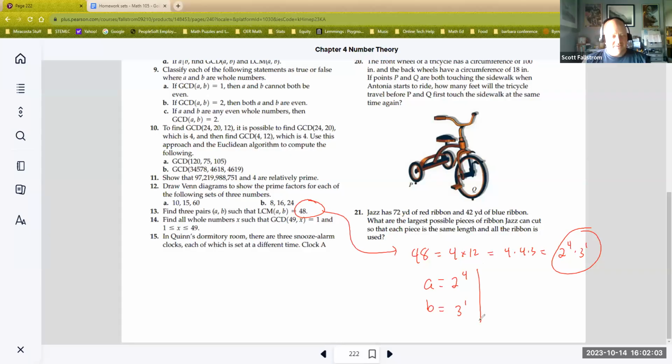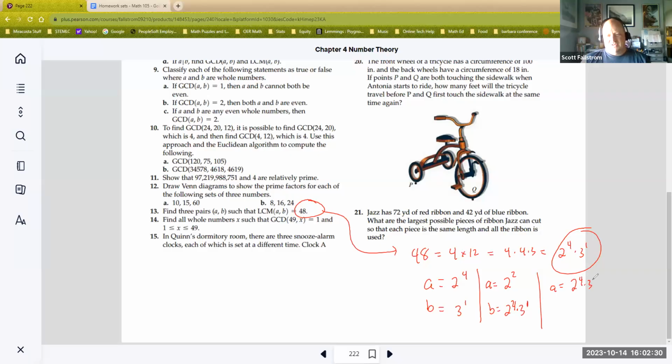That's one answer. The next answer would be A is equal to 2 squared and B is equal to 2 squared times 3. Oh, I need the biggest one here. So I need 2 to the 4th times 3 to the 1. Okay. So that way the biggest one is chosen for each of those. There's another one. There's a lot of options here. And let's see here.